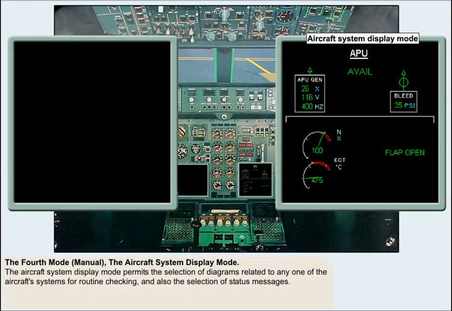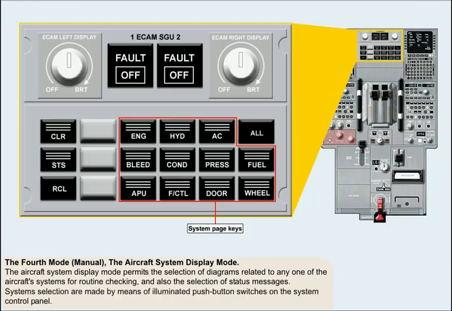The aircraft system display mode permits the selection of diagrams related to any one of 11 of the aircraft systems for routine checking, and also the selection of status messages, provided no warnings have been triggered for display. The selections that determine which systems are displayed are made by means of illuminated push-button switches on the system control panel.